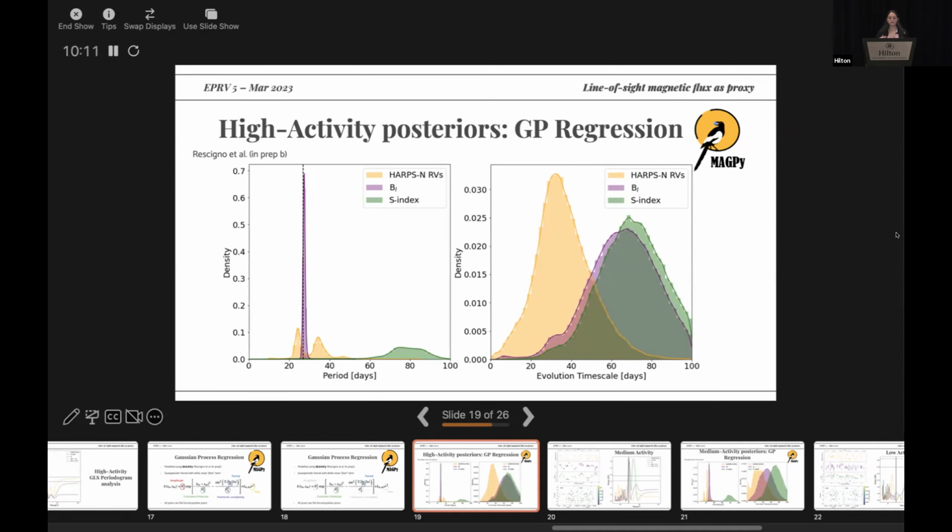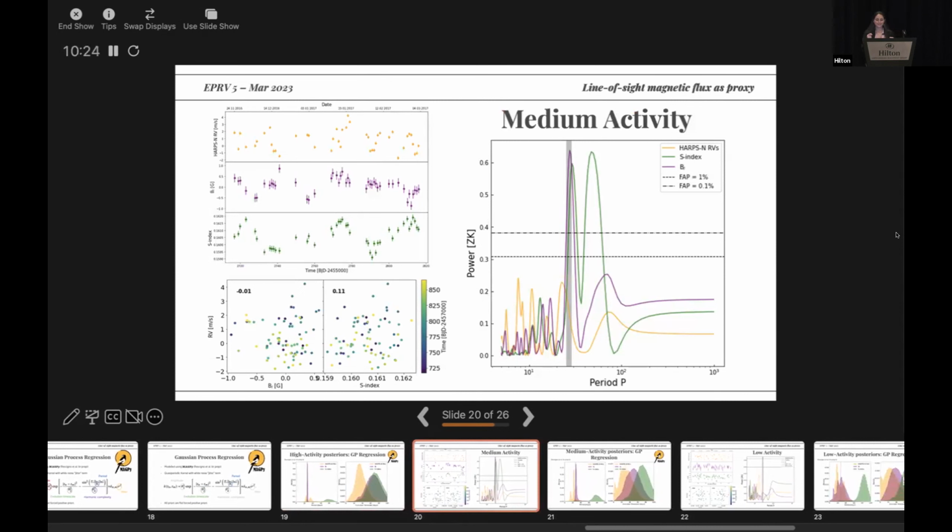Okay, it works lovely. It's very well modeled at a high activity level. How does it do at medium activity, in 2016-ish? This is our set of data, and already at medium activity, B_L is the only one that can really unambiguously pick out the rotation period of the star in a very basic periodogram analysis.